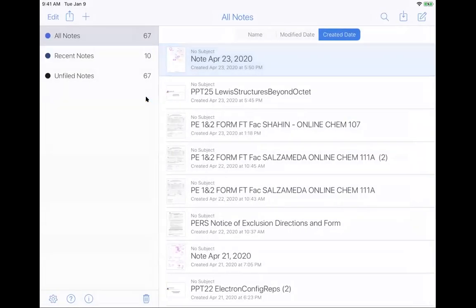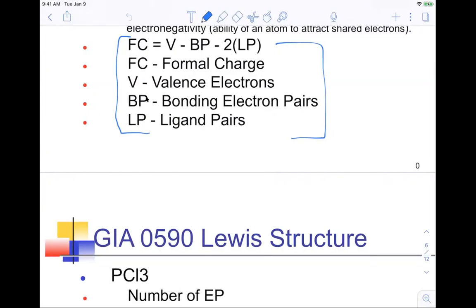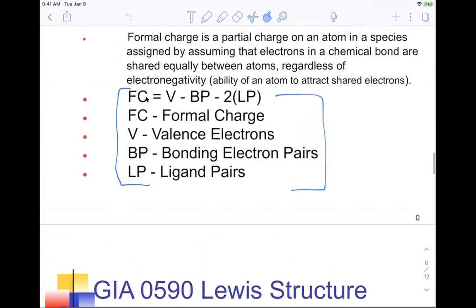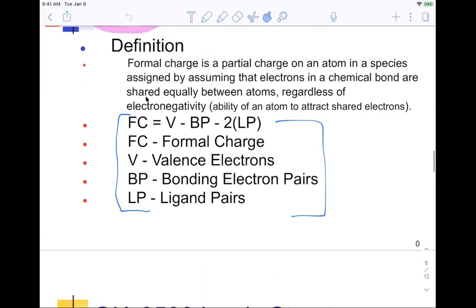You could go back to the PowerPoint and look at this: formal charge equals valence electrons minus bonding electron pairs minus 2 times the ligand pairs. That's true, this formula works to give you the formal charge. But when you see this, does that mean anything to you? Honestly, is there any science behind that? No, none. So if you're a person who says, just tell me the formula and I'll plug it in, go ahead and use this.